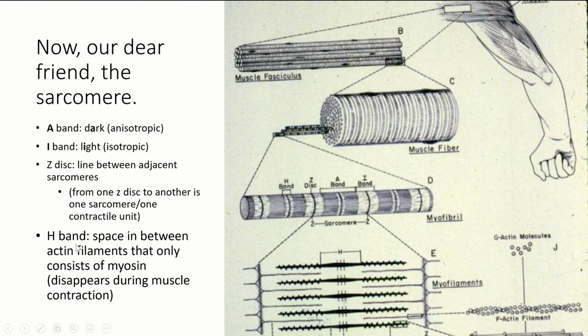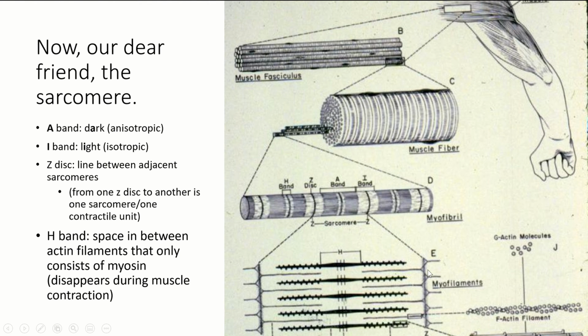And then another thing is the H band. The H band is this space where the actin is not present, right? So where it's just myosin. You can see here the actin ends right here and it ends right here. So this space in between is going to be the H band, okay?